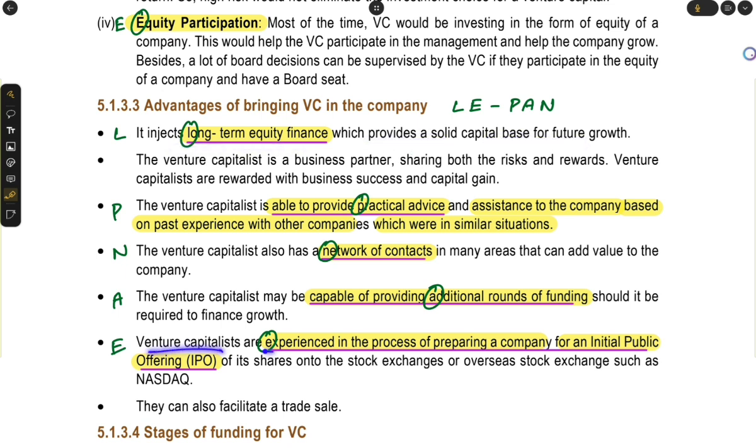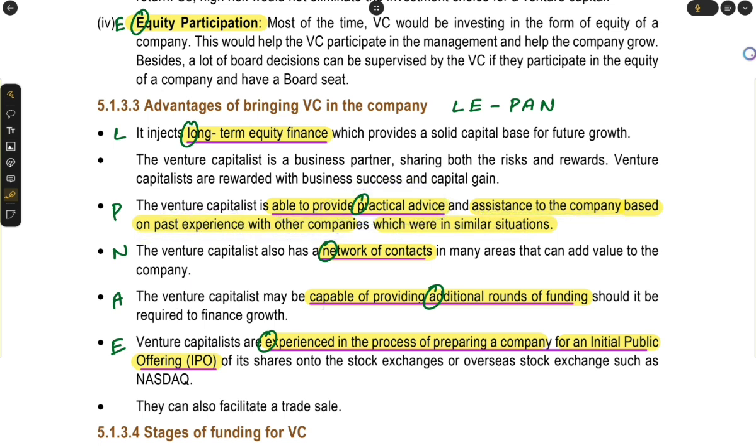E stands for venture capitalists are experienced in the process of preparing a company for an IPO of its shares onto the stock exchanges, or overseas stock exchanges such as Nasdaq. Indian ones are the Bombay Stock Exchange and NSE, the National Stock Exchange. P stands for venture capitalists able to provide practical advice and assistance to the company based on past experience with other companies which were in similar situations.